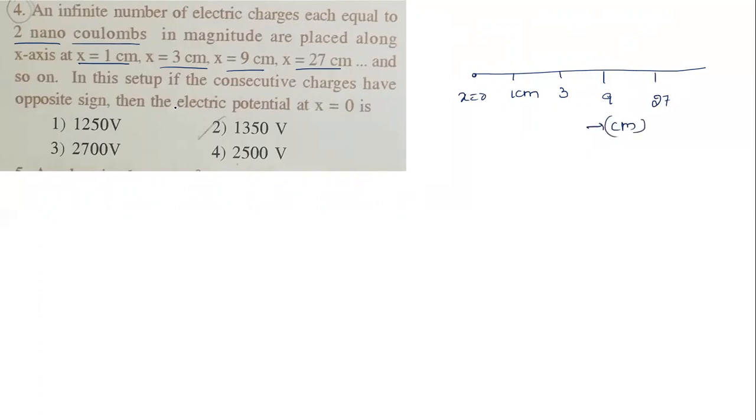Now in this setup, the consecutive charges have opposite signs. If I take this as plus q, the next one is minus q, the next one is plus q, the next one is minus q, and so on. Then what is the electric potential at the origin, at this point where X is 0? Find it out.